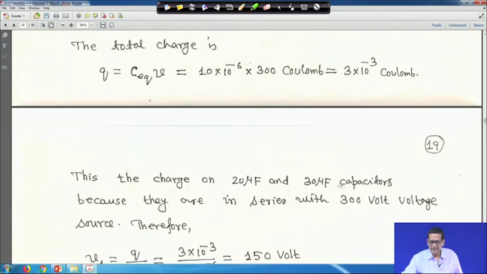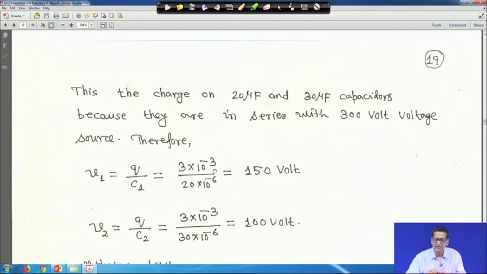But as 20 and 30 microfarad capacitors are in series, therefore this is the charge on the 20 microfarad and 30 microfarad capacitors, because they are in series with the 300 volt source.